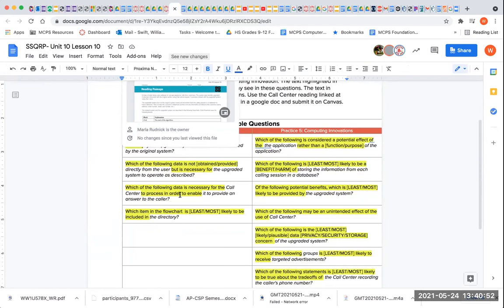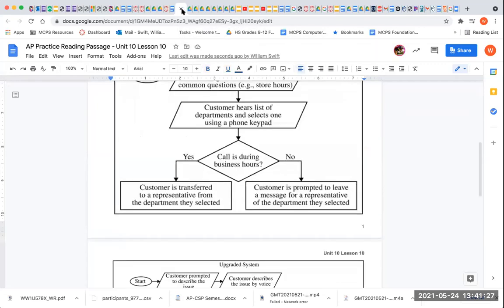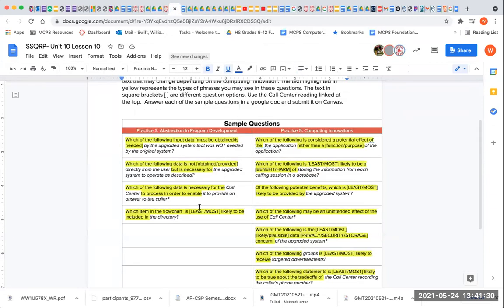It's not exactly what I was doing. Well, let's say here, over on the right side in practice 5, of the following potential benefits, which is least or most likely to be provided by the upgraded system? G, there is no list of benefits after this. There is no following list. In the AP, you would have 4 choices. All you are doing is looking at your flow chart and trying to come up with a reasonable response.